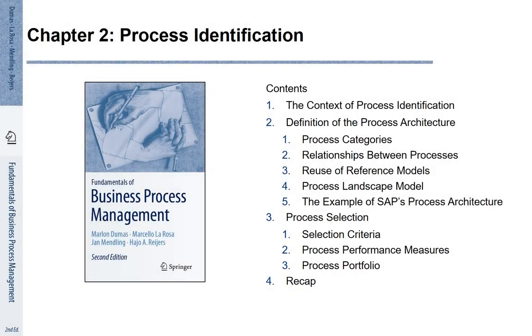Chapter 2, Process Identification. In this chapter we discuss process identification. First, we look at the context of process identification. Second, we define process architecture. And third, we discuss different selection criteria for processes to be improved.